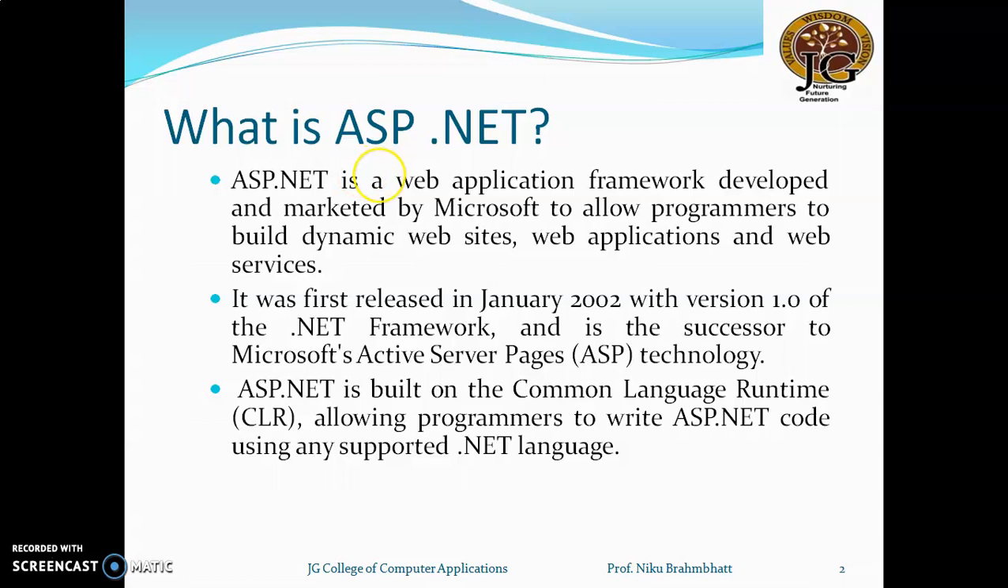ASP.NET is built on the Common Language Runtime, allowing programmers to write ASP.NET code using any supported .NET language. It means the .NET framework provides a number of languages. More than 19 languages are supported by the .NET framework. So programmers who have a good command over any particular language can use that language to write the code of a web page. Suppose I know VB very well as a developer, then I can use that language to make the code of a web page. If I have good command over C sharp, I can use C sharp.